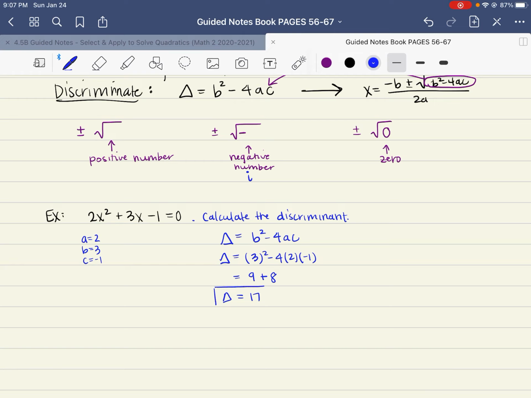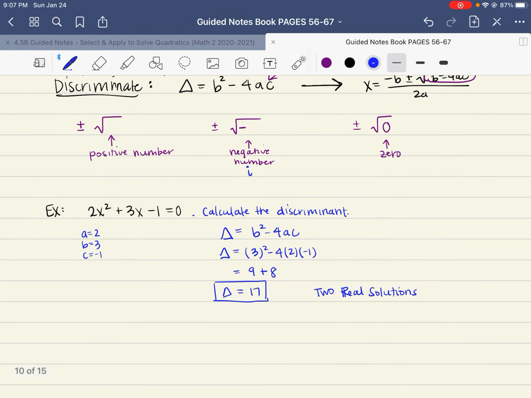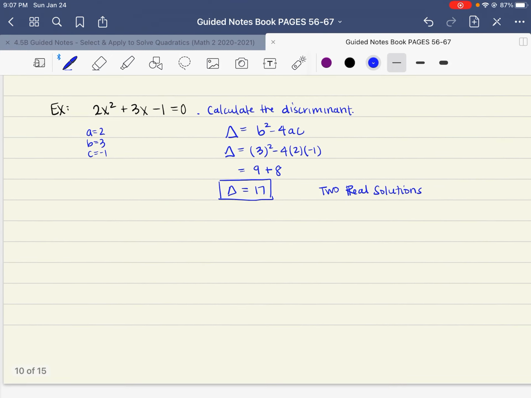Now, if the discriminant is equal to 17, that's a positive value. So that means that there are going to be two real number solutions, right? Because if 17 is the number in the radical, there's no imaginary numbers needed. Now, let me show you with the quadratic formula how that plays into the solution.